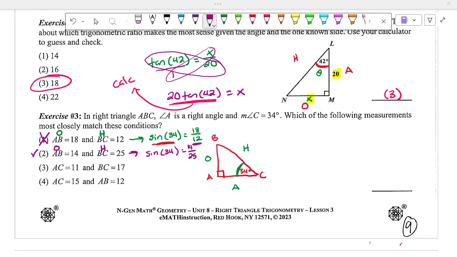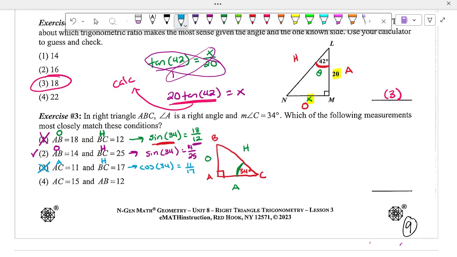So AC and BC, so we have adjacent and the hypotenuse. What trig function are we using? Cosine. So I'm doing the cosine of 34, and I want it to equal 11 over 17. Check to see if the cosine of 34 is equal to 11 over 17. No, it shouldn't be.